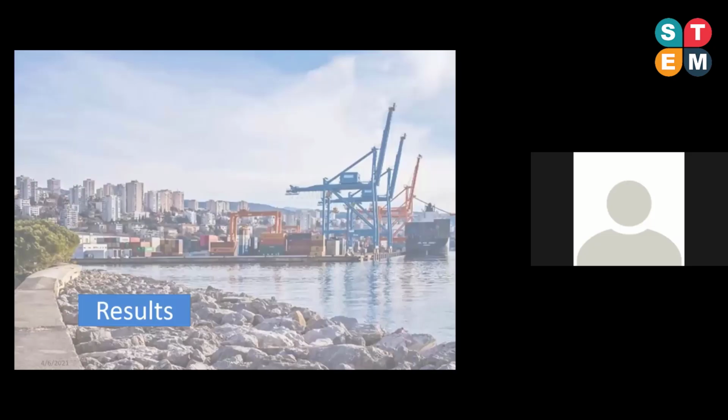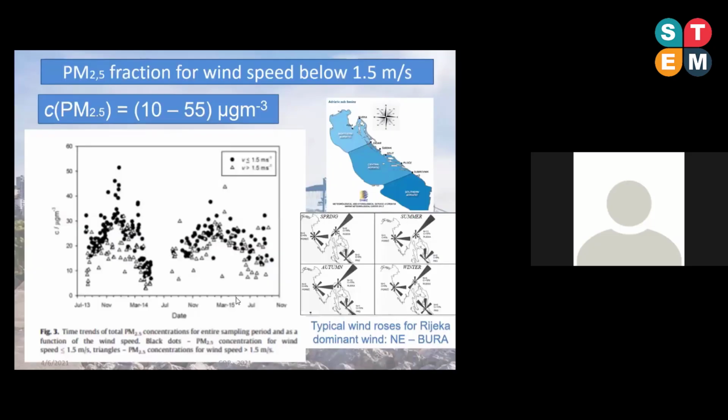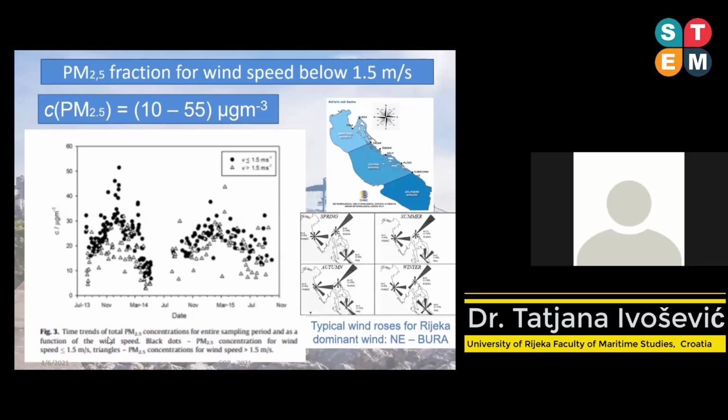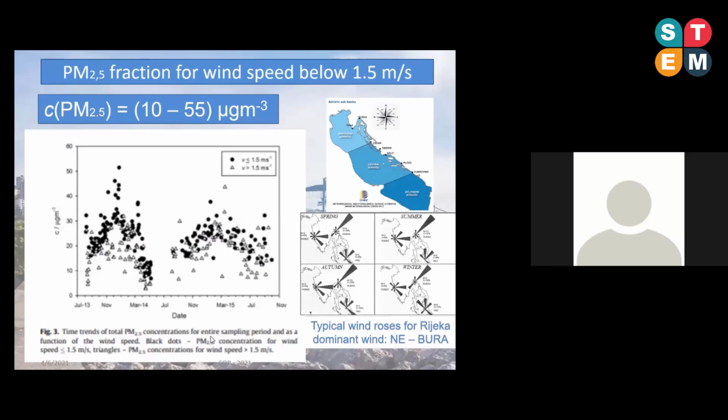Our results. This Figure 3 shows time trends of total PM2.5 concentration for the sampling period as a function of the wind speed. We use a cutoff wind speed of 1.5 meters per second for analysis of concentration of PM2.5 in calm weather. Black dots show PM2.5 concentration for wind speed less than 1.5 meters per second.